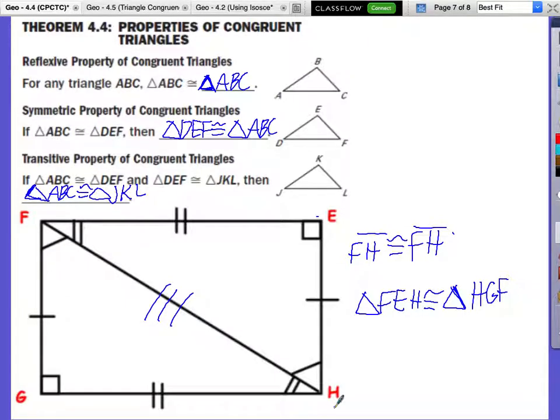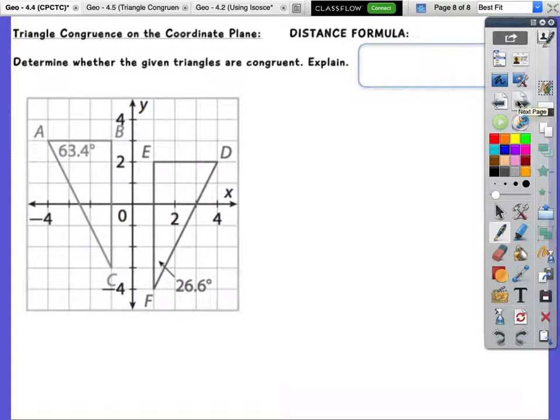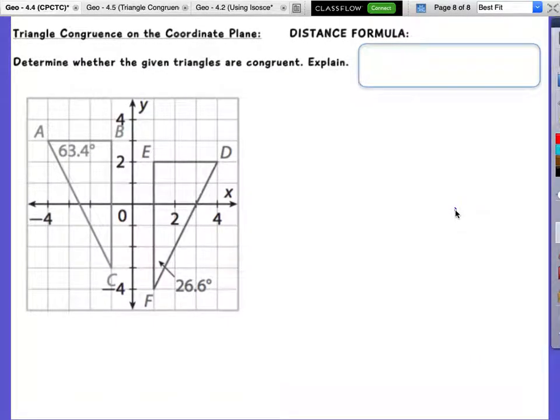Yes, we are going on to that next page. We're going to do the distance formula. I know we missed this. We missed the distance formula. Okay. Hey, who can remember what the distance formula is?